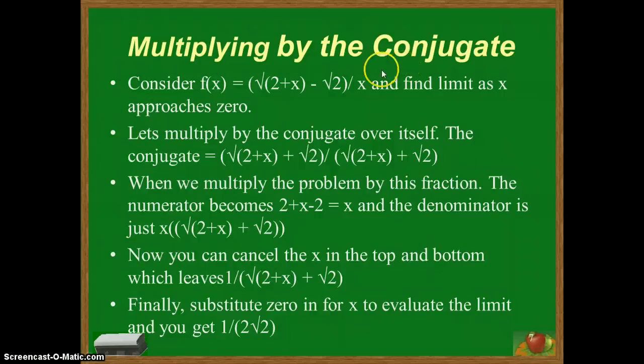Multiplying by the conjugate. Let's suppose that f of x equals the square root of 2 plus x minus the square root of 2, that whole thing over x. And we want to find the limit as x approaches 0. Alright, well clearly this is a rational function and we can't divide by 0. But we can do a trick.